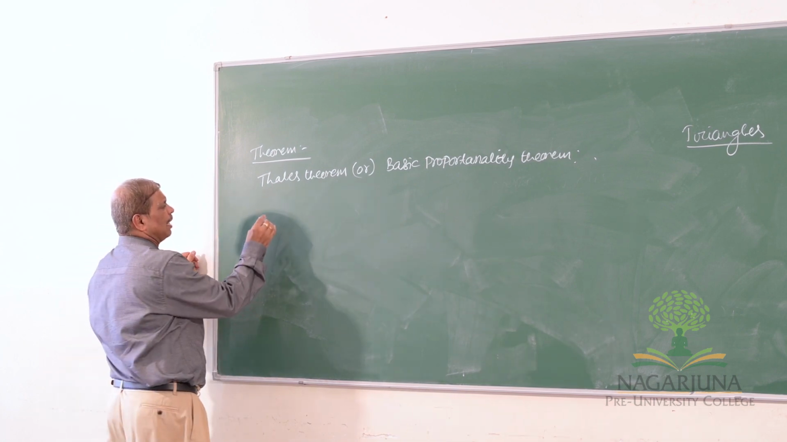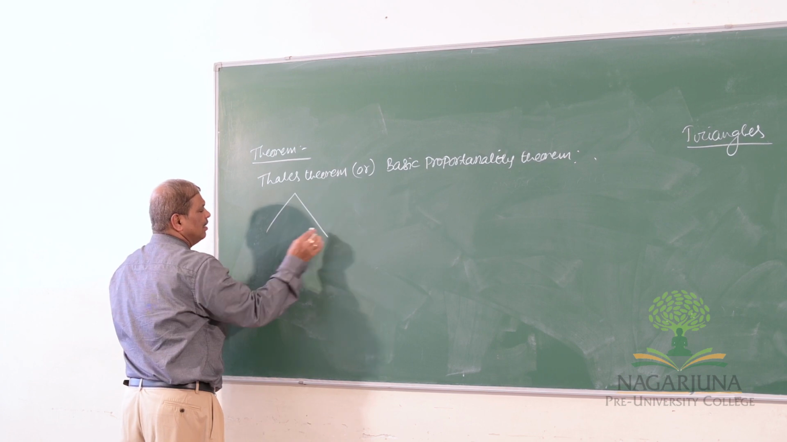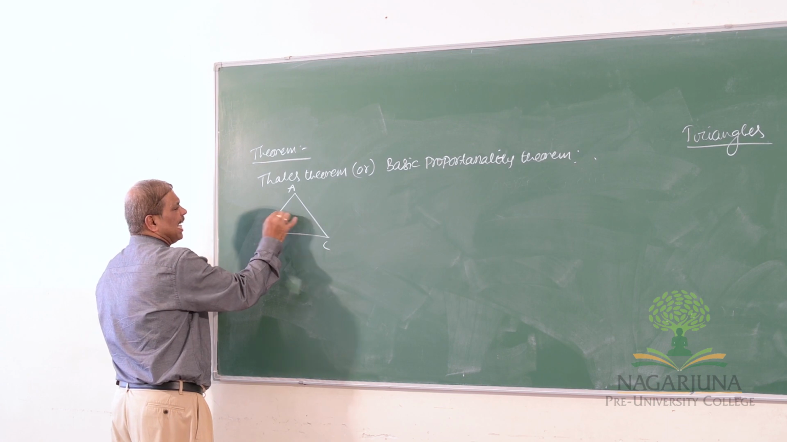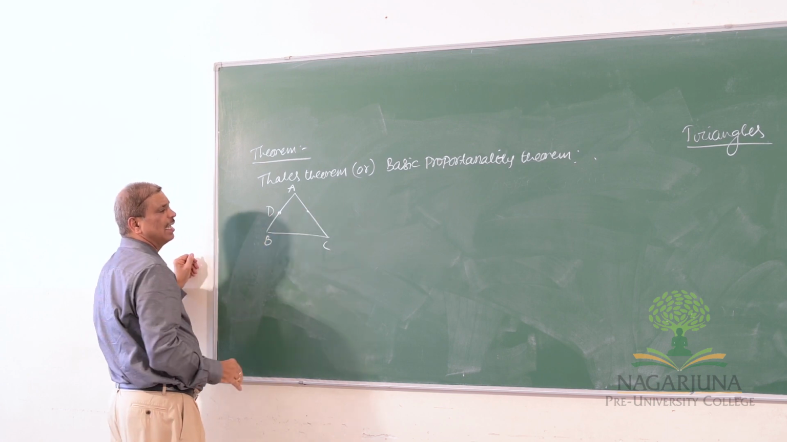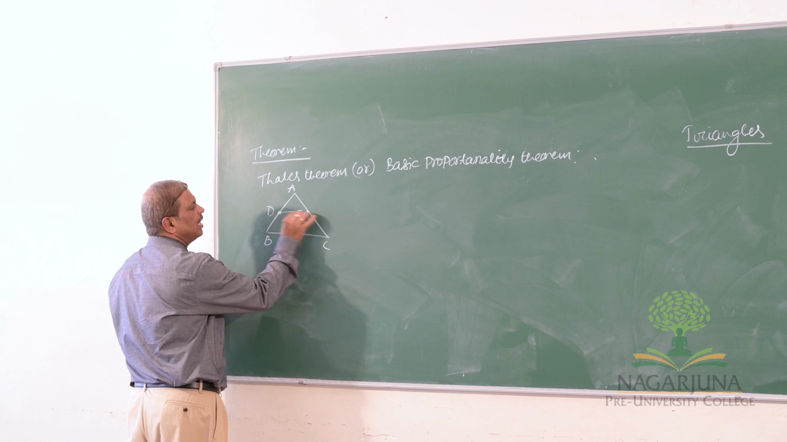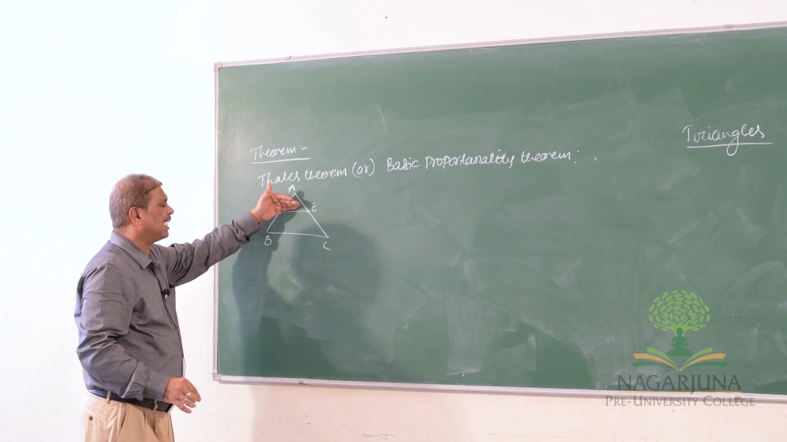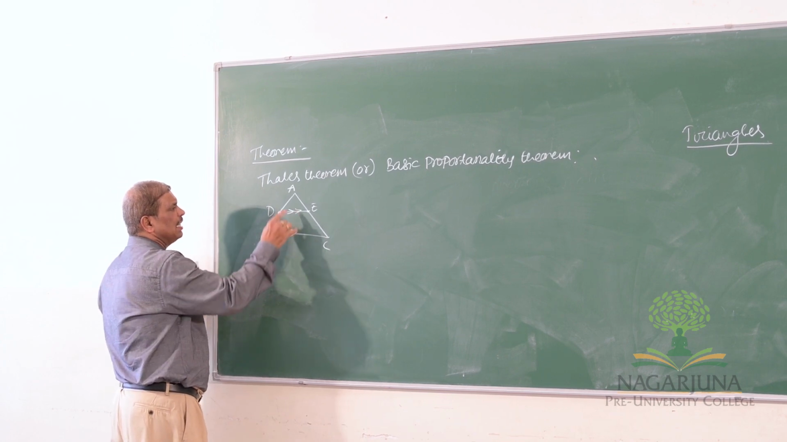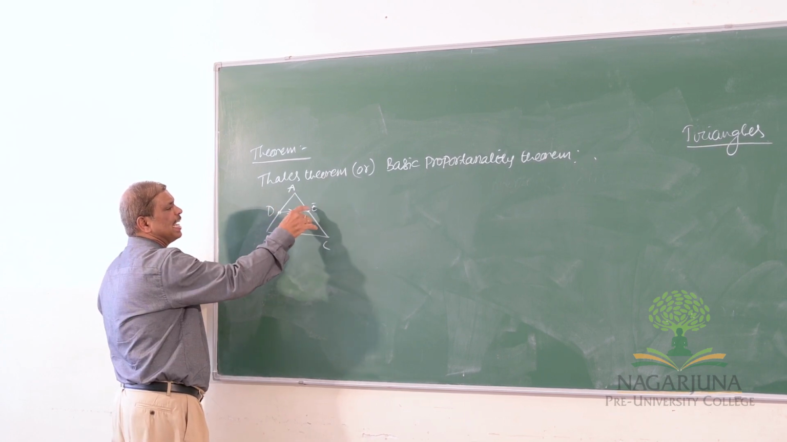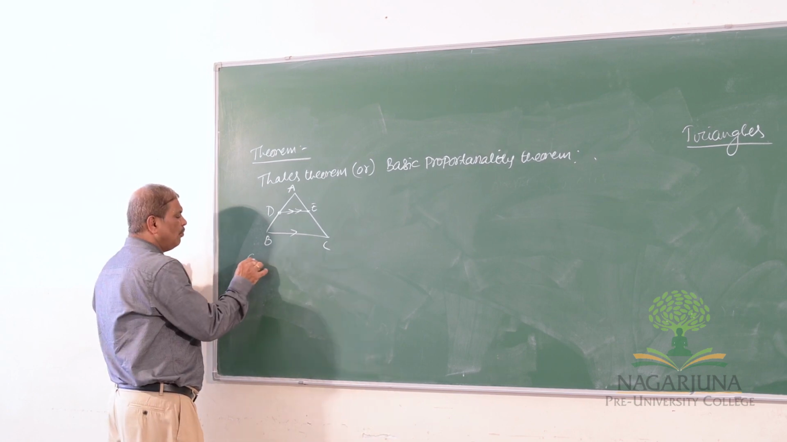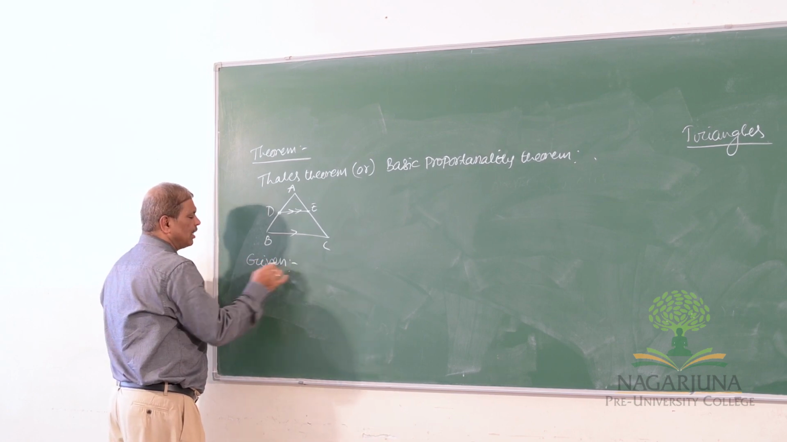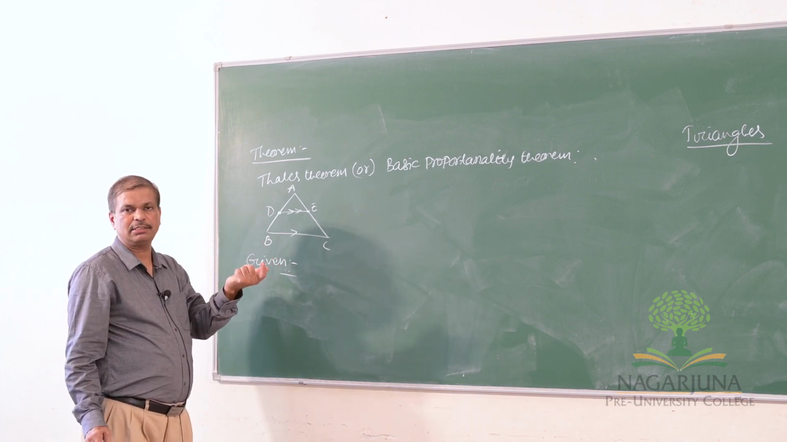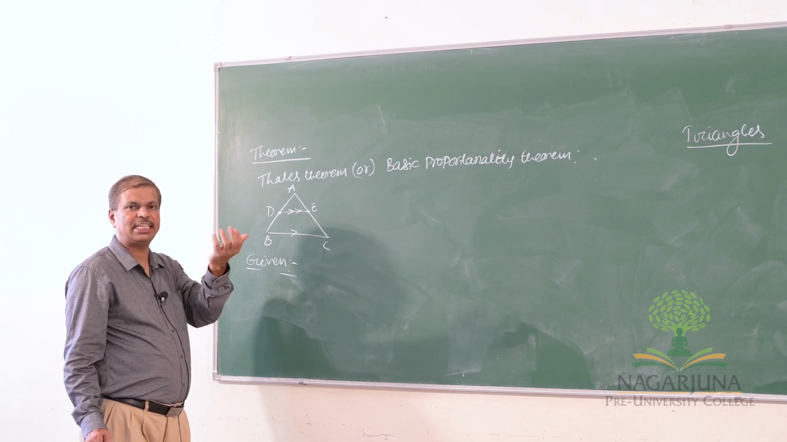Now, first you do one thing. Draw a triangle ABC. D and E are points on the sides AB and AC respectively. Join DE, and DE is parallel to BC. We have to prove AD by DB is equal to AE by EC. So what is given? According to the theorem, the first step is given, the next step is to prove, next is construction, the third is proof, and the fourth is conclusion.